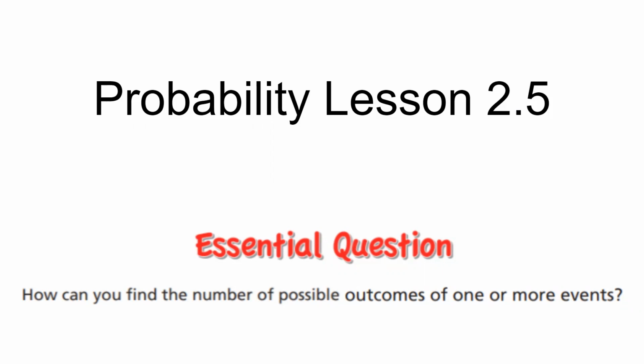And so today, we're kind of building on that lesson. We're still in the same unit, and we still have that same essential question of how can you find the number of possible outcomes of one or more events? And in yesterday's lesson, you heard me talking a lot about the differences between doing a table or a tree diagram and just using the fundamental counting principle. And you'll see that in play today with the notes and with the homework. So let's go ahead and dive in.